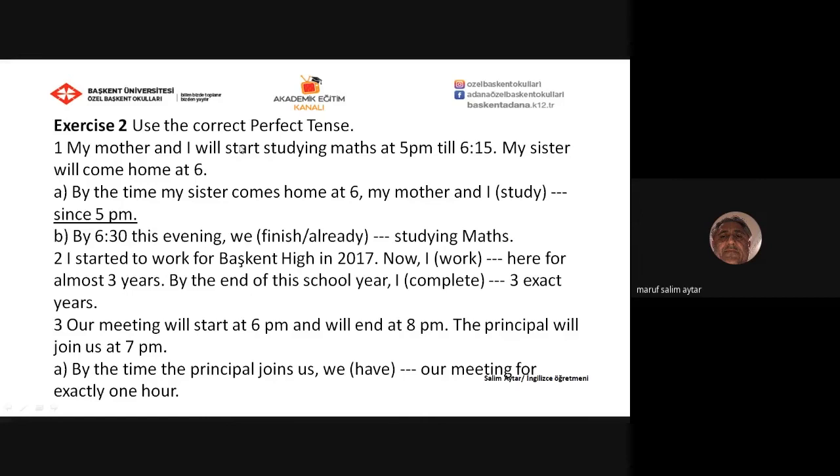By 6:30, see, we will finish at 6. By 6:30 this evening, we blah, blah, blah, blah, studying math. Okay? It will be completed. Mind you, we use by. Okay, we'll have verb 3 maybe.